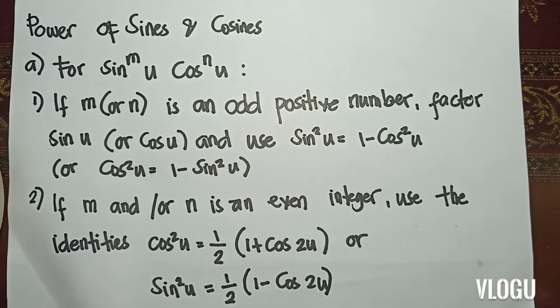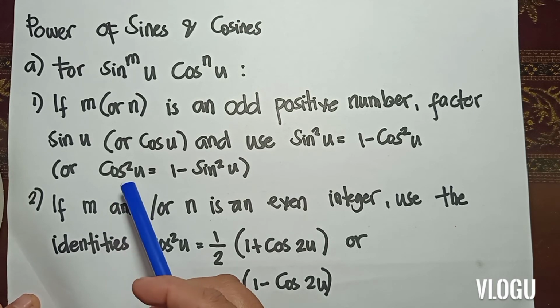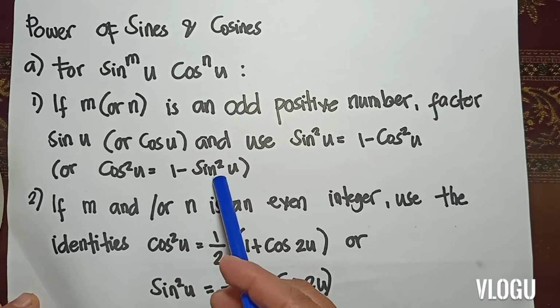Okay, so we are going to discuss powers of sines and cosines. This is for integral calculus. For sine u raised to m and cosine u raised to n, if m or n is an odd positive number, factor out sine u or cosine u and use sine squared u equal to 1 minus cosine squared u, or else factor cosine squared u equal to 1 minus sine squared u.